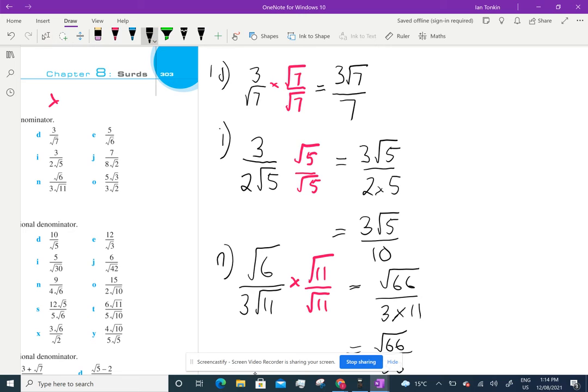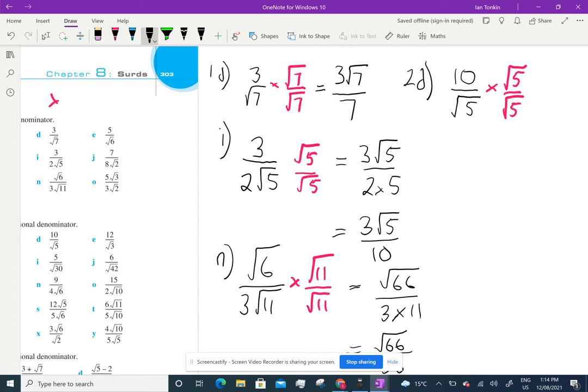So here, I'm going to start 2D. And again, I'm doing the third column. You can choose what you want to do. You can do the last column, or you can do the third column. Now, the first question is 10 on root 5. And again, all I do is multiply by the surd in the denominator. So root 5 on root 5.